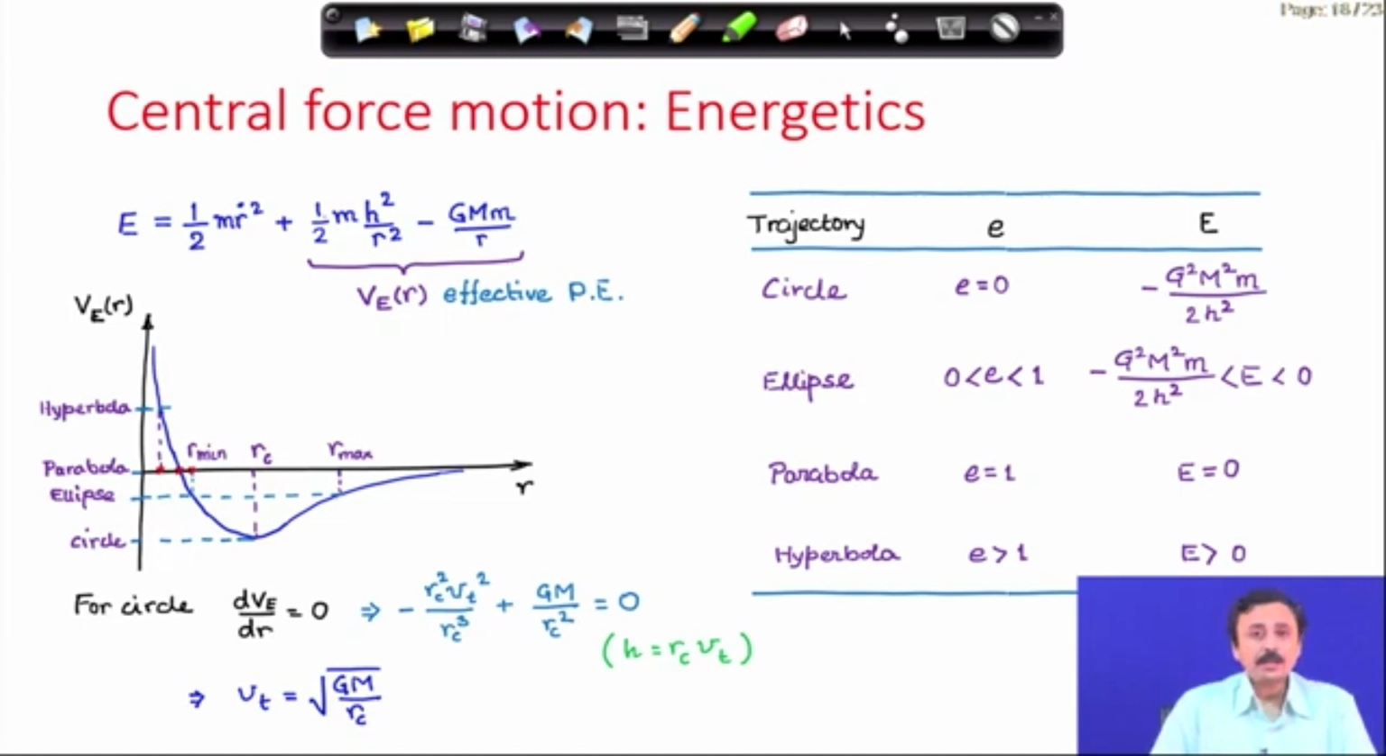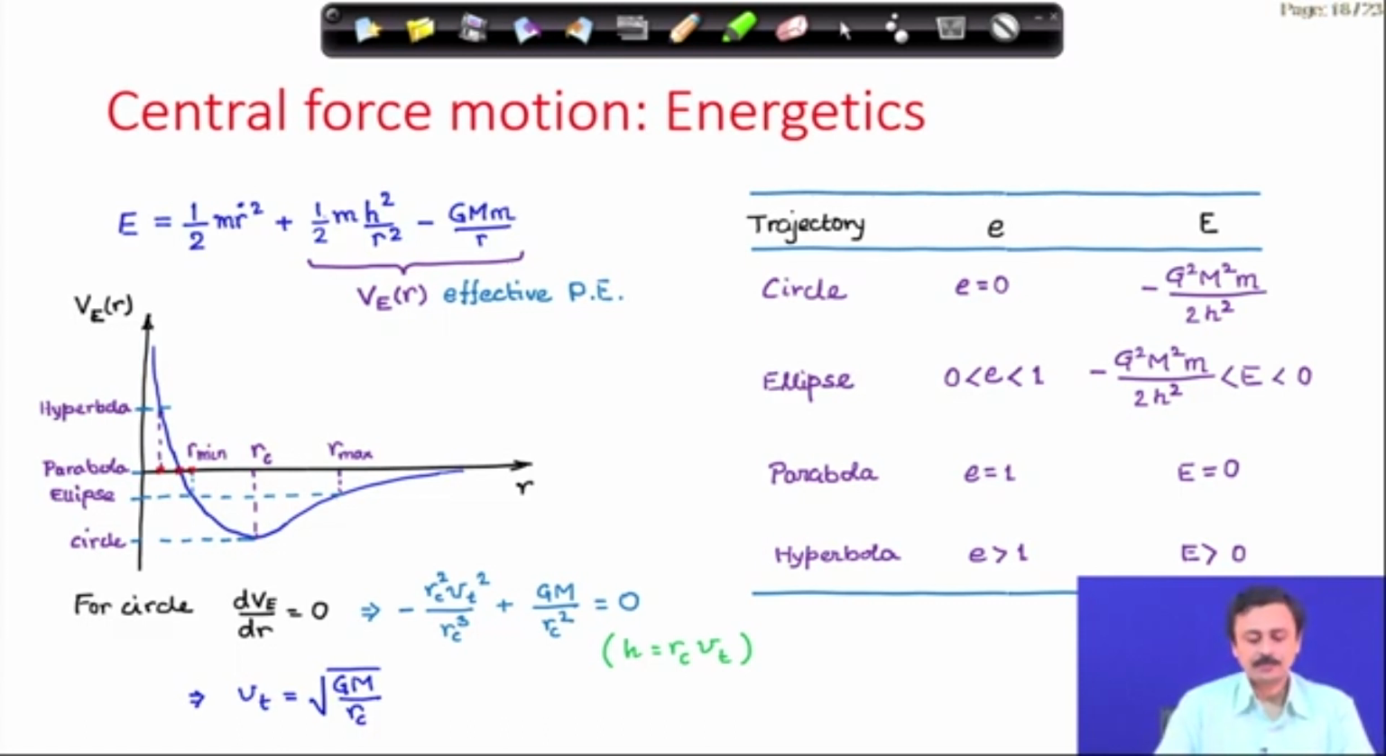For a parabolic path, the total energy is 0, therefore, it is the r axis in this figure. You can see there is one r min, there is an intersection with the potential energy curve, but there is no intersection on the other side because the curve is asymptotic to the horizontal axis. It will never reach the horizontal axis, therefore, the solution is unbounded on the other side. There is one r min, but unbounded.